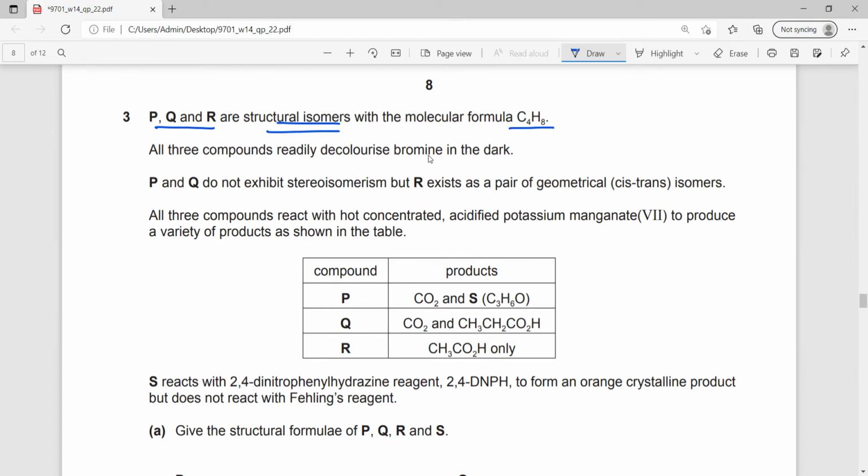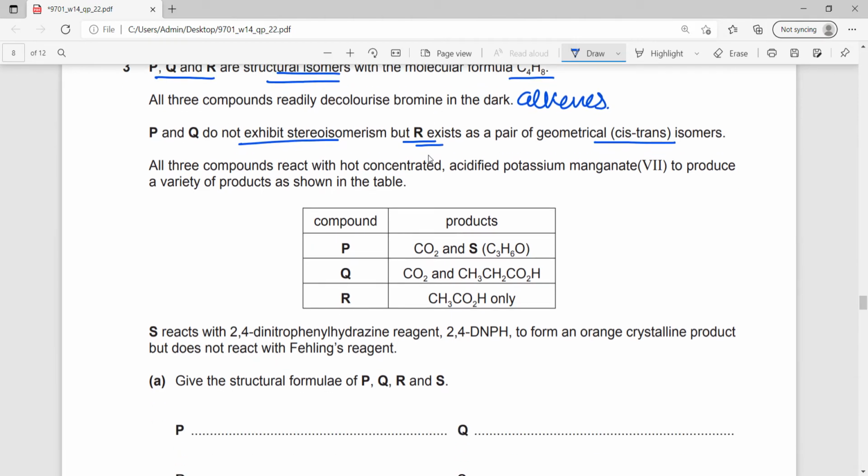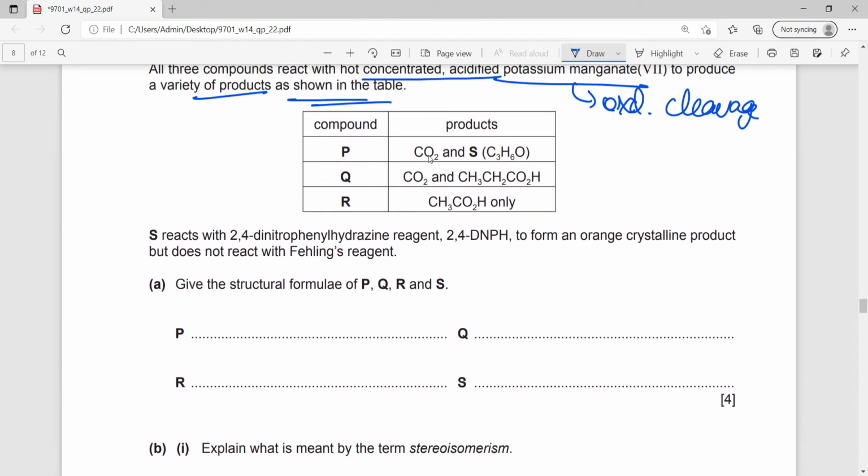All three molecules decolorize bromine in the dark, so they're alkenes. P and Q do not exhibit stereoisomerism, but R exists as a pair of geometrical cis-trans isomers. That gives a lot of information. All three compounds readily react with hot concentrated acidified potassium manganate, which is an oxidative cleavage, to produce a variety of products as shown in the table. So these are the products shown when they react with hot concentrated acidified KMnO4.